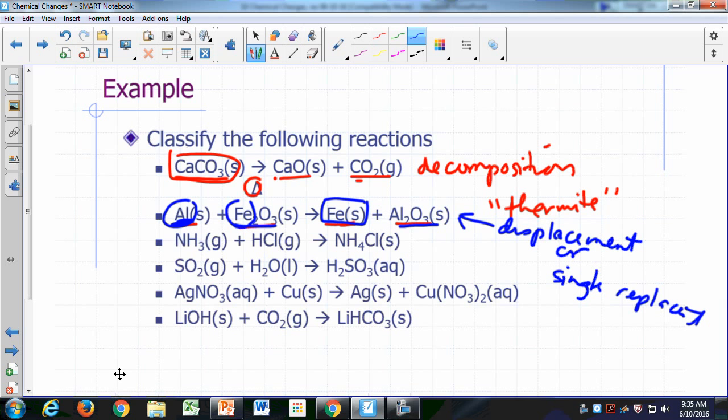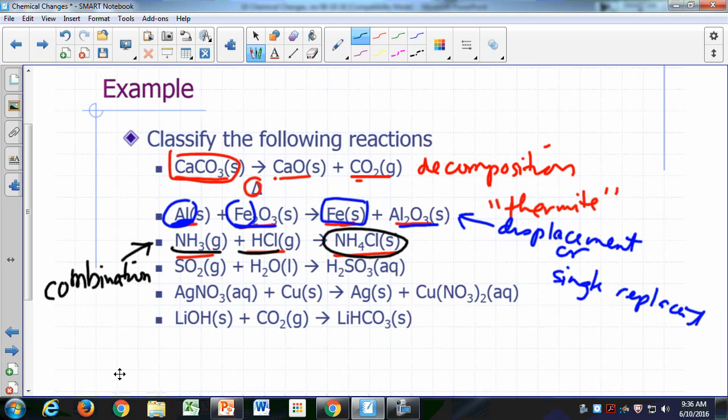Okay, how about this next one? You have ammonia gas and hydrogen chloride gas. That gives you a salt, ammonium salt. So anytime you have ammonia, if you react it with an acid like HCl, you get a salt. In this case, your salt is ammonium chloride. What type of reaction is this? Well, you have two reactants combining to just make one product. So this would be what you would classify as combination.